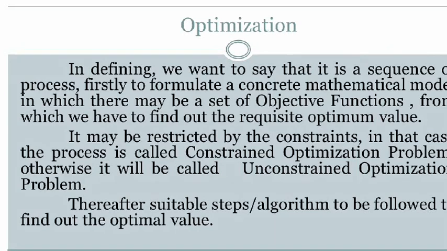from which we have to find our requisite optimum value, that is, requisite minimum value or maximum value, and it may be restricted by constraints. It is not mandatory that it is to be restricted by some constraints. In that case, the process is called a constraint optimization problem. Otherwise it will be called an unconstraint optimization problem. Thereafter, suitable steps or algorithms are to be followed to find the optimal value.